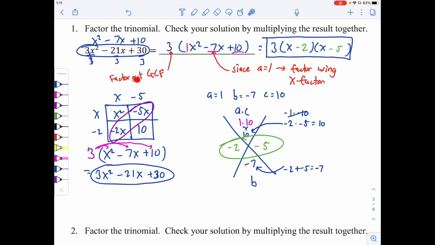Okay. So first thing, just factor out the GCF, what you can factor out, and then whatever's remaining in the parentheses, we factor, either using the X factor if a is equal to 1, or if a is not equal to 1, then we need to use the X box. And always check your answer and multiply it out, make sure it's correct.